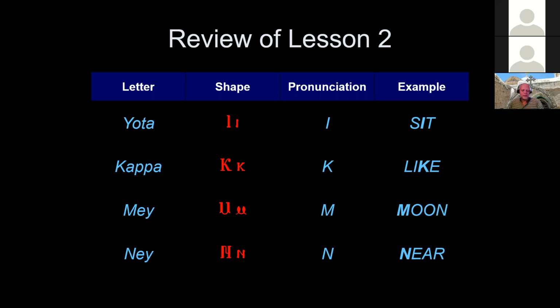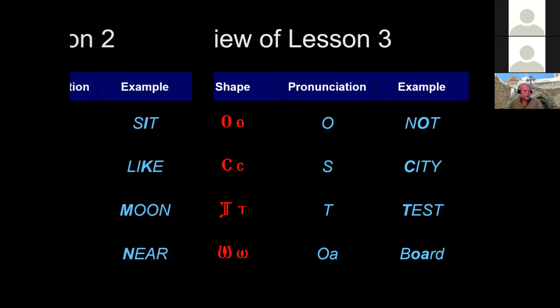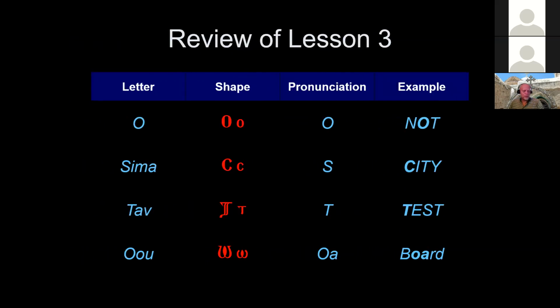Okay. Next one. And then we have Geba, which sounds like a K, pronounced like a K. And then we have May, shaped like an M, and it's pronounced like an M. An example is the moon. And then finally we have Nay, shaped like an N, and it's pronounced like an N. An example is near. Good, thank you, Mina.